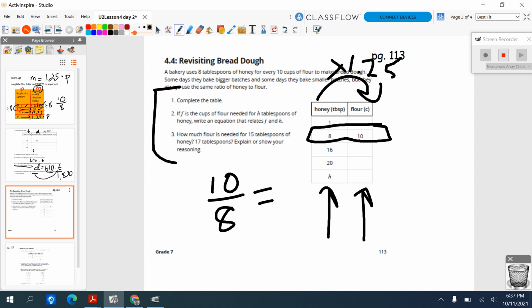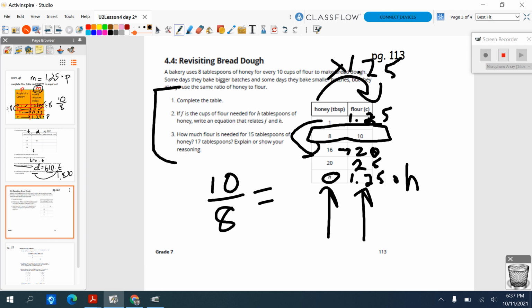So when there's 1 teaspoon of honey, there's 1.25 flour. And now that I know that, I could either say times 16 if I want to go from 1 to 16, or I could just take the 16 and just multiply 1.25 across. 16 times 1.25 is 20. 20 times 1.25 is 25. So 20. And then H. Well, again, you don't know the amount of honey, but you would just take H and you would multiply by 1.25 times whatever H is. So that would be the equation.